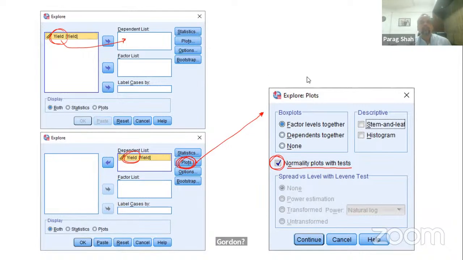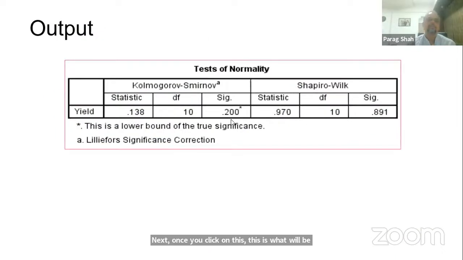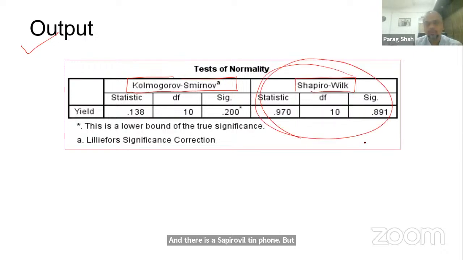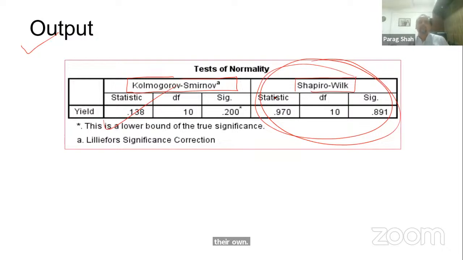So next, once you click on this, this is what will be coming as an output. You will get this as an output. See, where we have clicked normality test, there is a Kolmogorov-Smirnov test also, and there is a Shapiro-Wilk test also. But we'll focus on this one. This is also a good test, but we'll focus on Shapiro-Wilk.